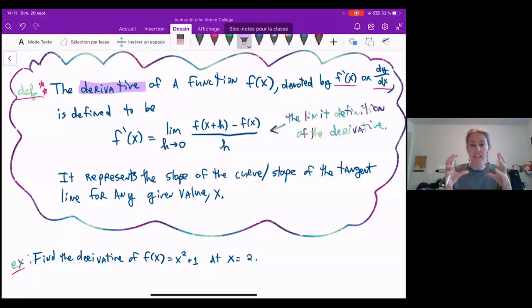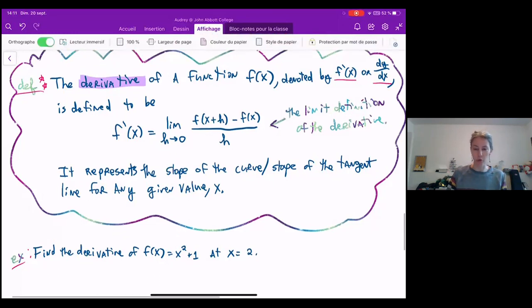So the derivative itself is a function, and it represents the slope of the curve, the slope of the tangent line, for any given value x. So we're going to start with an example here. We want to find the derivative of f of x equals x squared plus 1 at x equals 2.